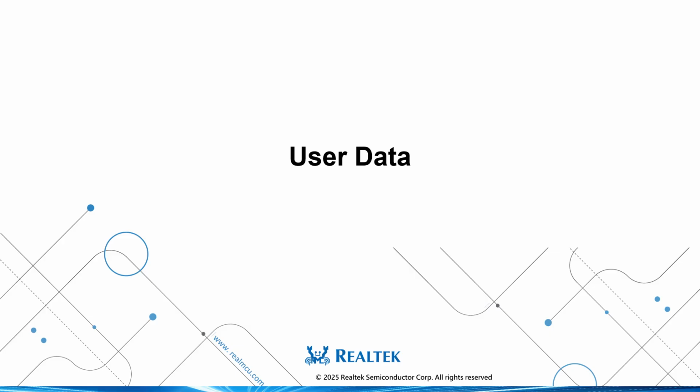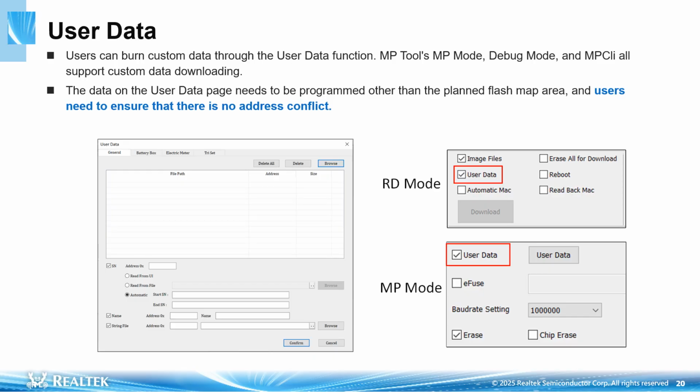Next, we will introduce downloading user data. Users can burn custom data through the user data function. MP Tool's MP Mode, Debug Mode, and MP Client all support custom data downloading. The relevant settings need to be made on the user data page.